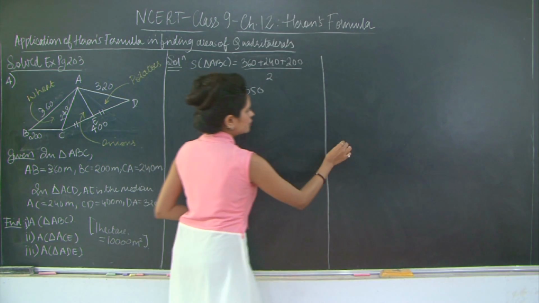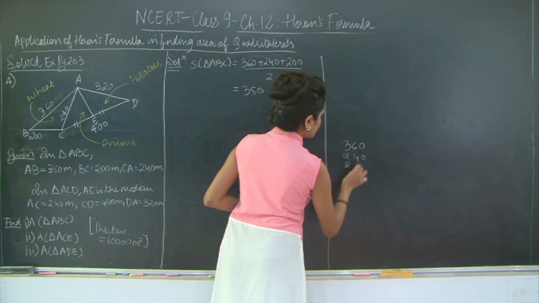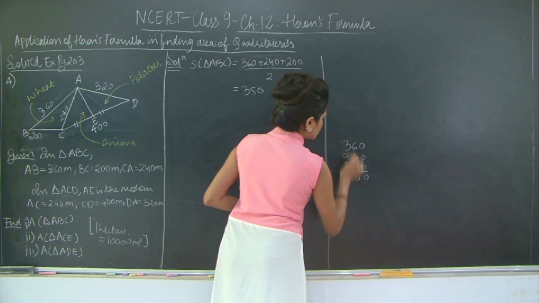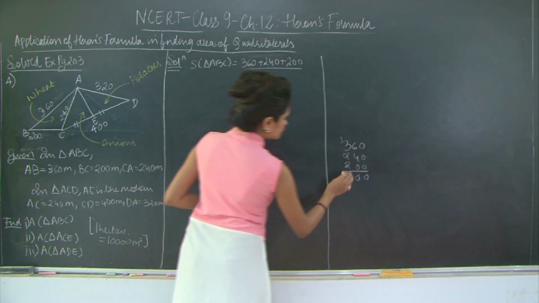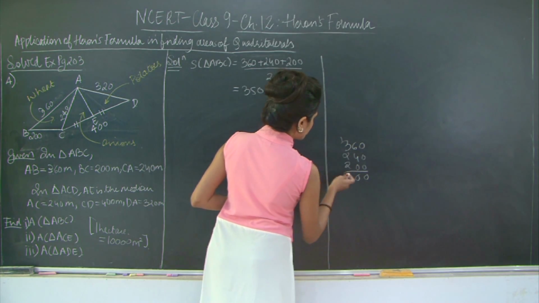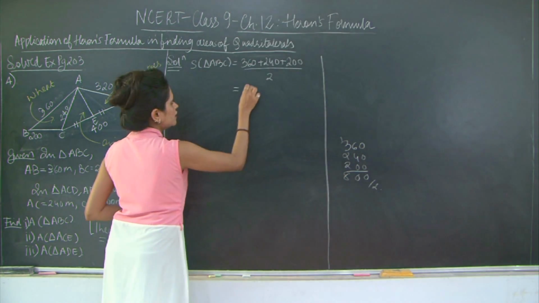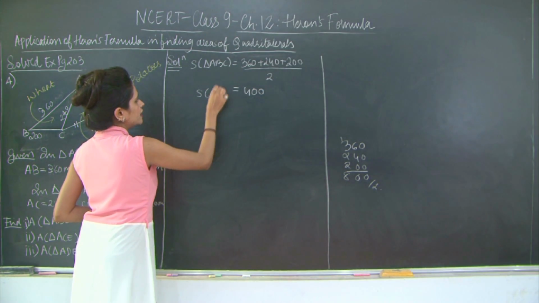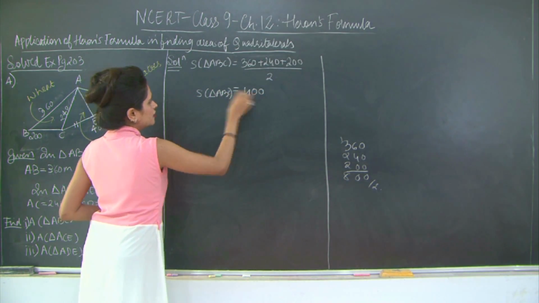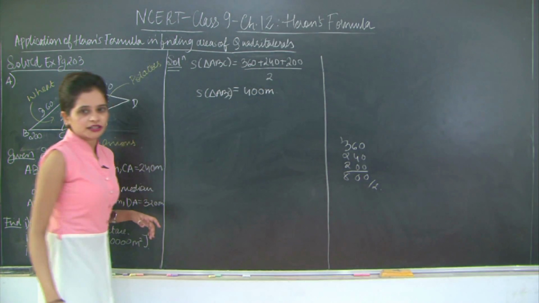Let's calculate it for our convenience. 360, 240 and 200. So 0, 0, 6, 7, 8, 800. So 800 divided by 2 is 400. So this would be 400. This is semi-perimeter of triangle ABC. And note that this would be in meters because your dimensions have been given in the form of meters.